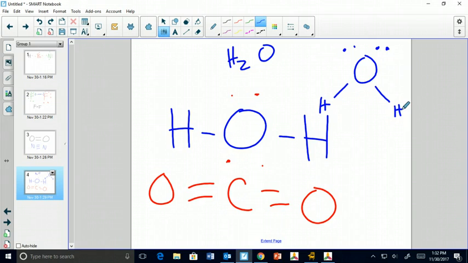So we very creatively call this shape a bent shape. I'm not kidding, that's really the name of it, a bent. That's its molecular geometry: bent. Are you with me, my friends?